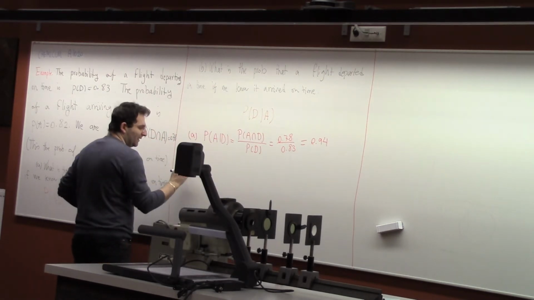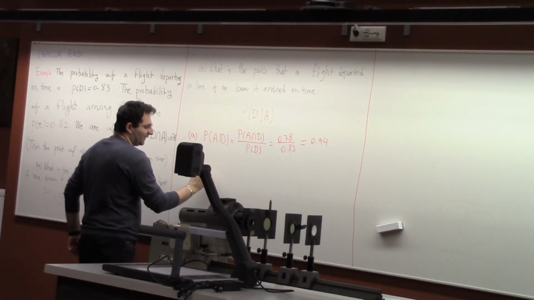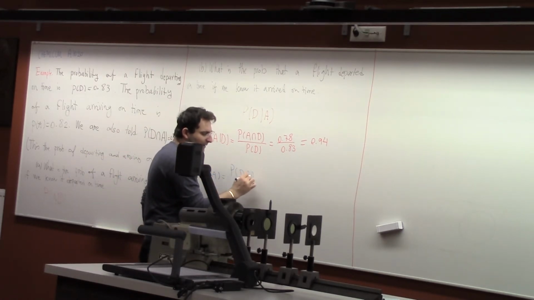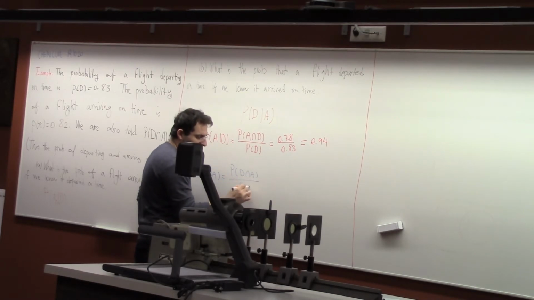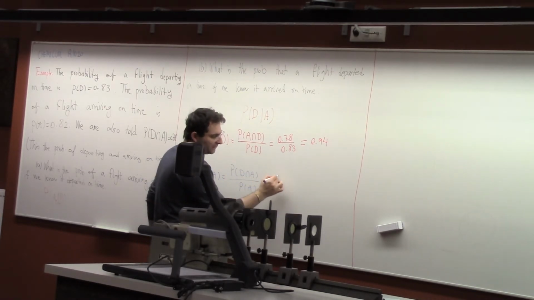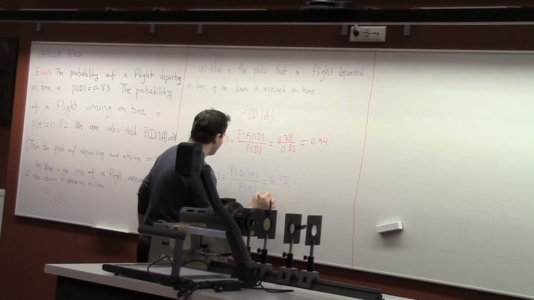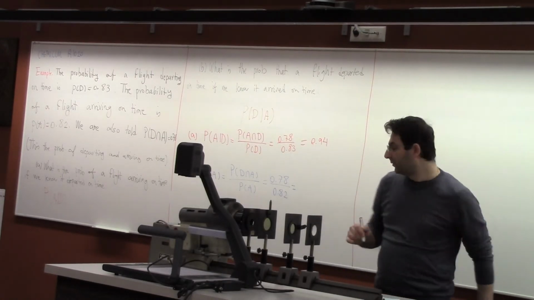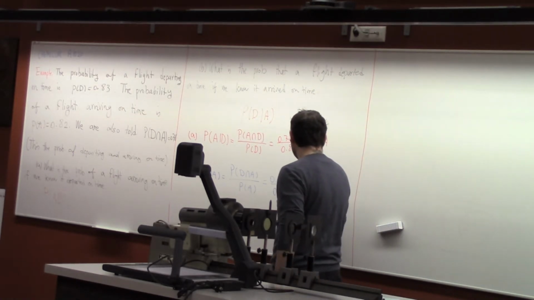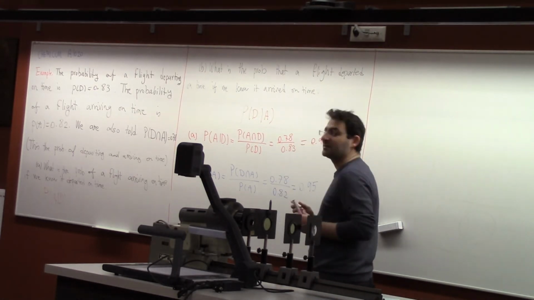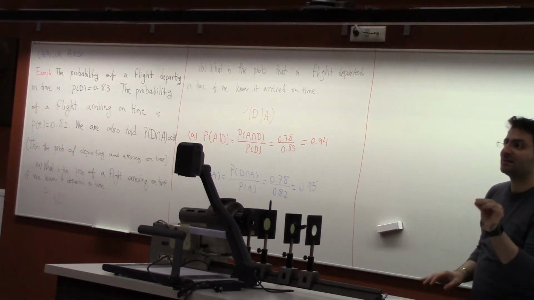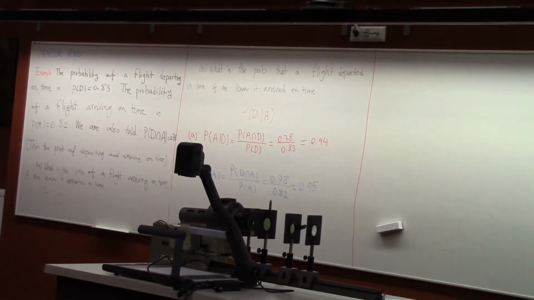And in part B, we want to see the probability of D given A, which is the probability of D intersected by A, divided by probability of A. Again, the intersection is 0.78. Probability of A is 0.82. And if we divide it, we get 0.95. In other words, if we are arriving on time, it means that 95% we have also departed on time. Okay?